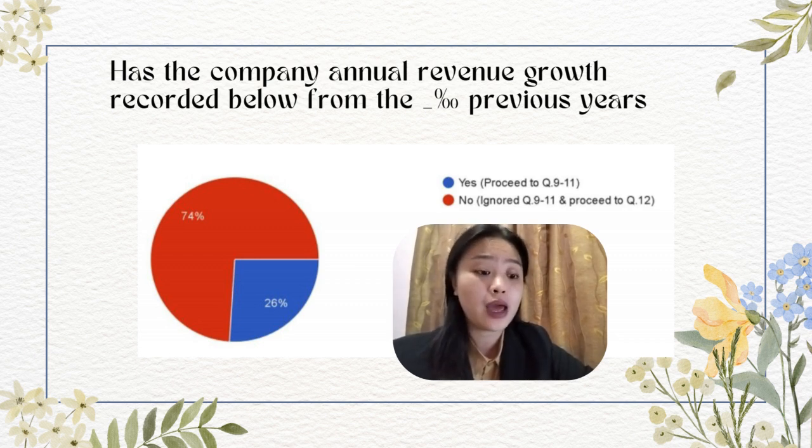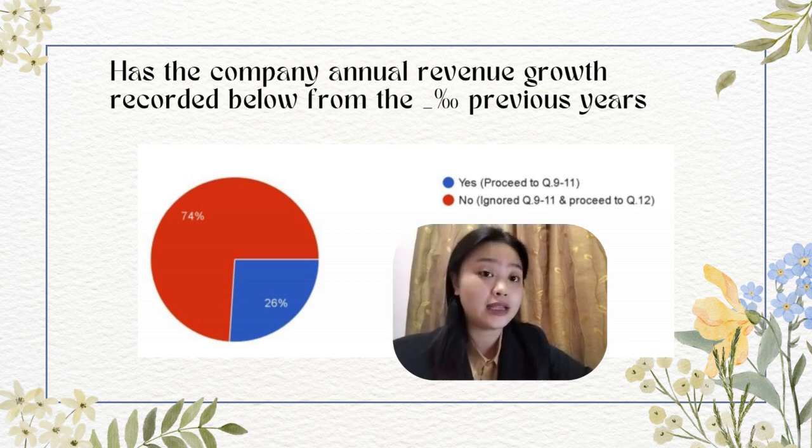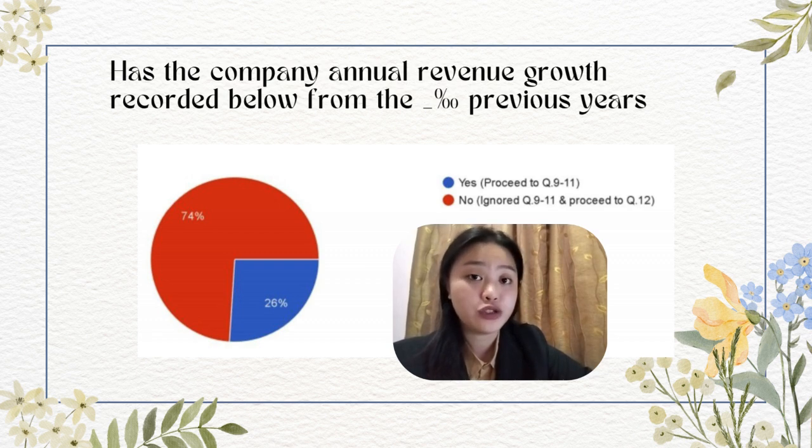So this is question number 8. Has the company's annual revenue growth recorded below the blank percent from the previous years? As we can see here, the majority of them are choosing no, about 74%, and the other 26% are saying yes. When they are choosing yes, they have to proceed to answer questions 9 to 11. Meanwhile, when they choose no, they will have to ignore questions 9 to 11 and just proceed to question number 12.